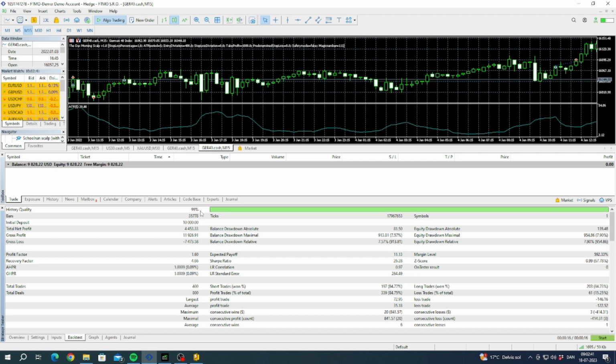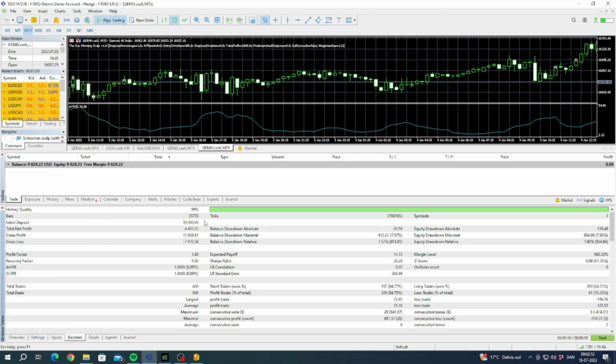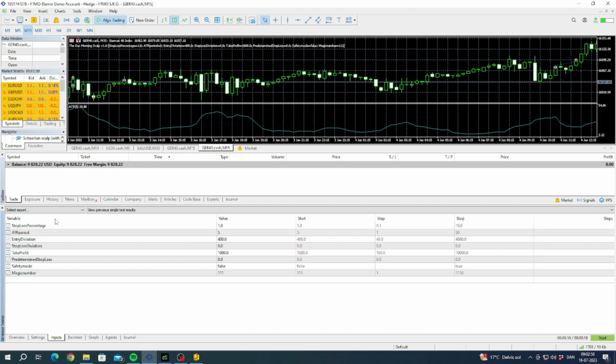And just try to do maybe the same period as I just did on your broker with the same settings to see if you get sort of the same result. Again, this was done with the default inputs, which are these, and I'll just go over the inputs now.